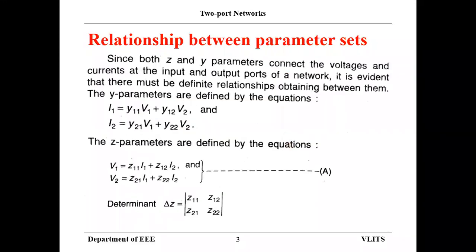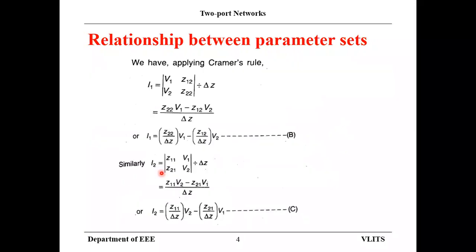Similarly, to find I2, we replace the second column with V1 and V2, and take the determinant of this matrix divided by delta Z. The determinant is AD minus BC, that is Z11 V2 minus Z21 V1 over delta Z. Simplifying, I2 is equal to Z11 by delta Z into V2 minus Z21 by delta Z into V1. Let me call this equation C.